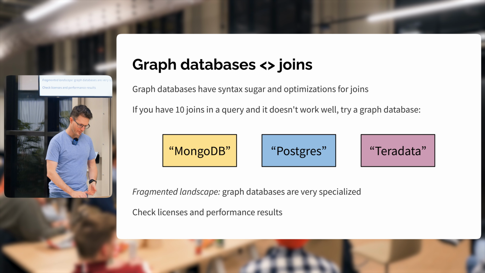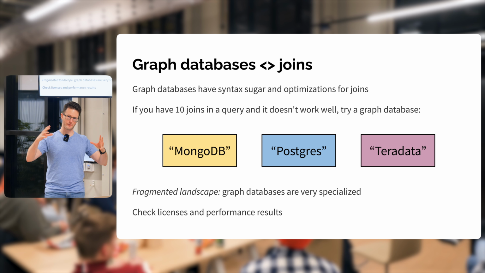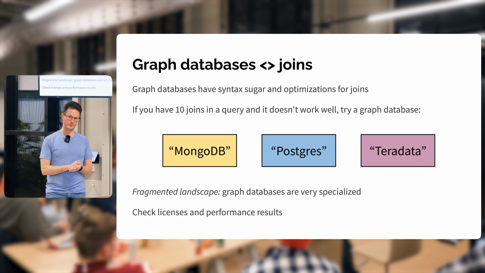So to sum up, if you have many joins in the query and your query seems to be difficult to write and underperforming, you may need a graph database, but please think about what sort of graph database you use. Because I have seen many times that people pick something like a MongoDB-style graph database and run an analytical Teradata-style workload on it, which is just a recipe for a performance disaster. So consider this, check the licenses, and check the performance results.